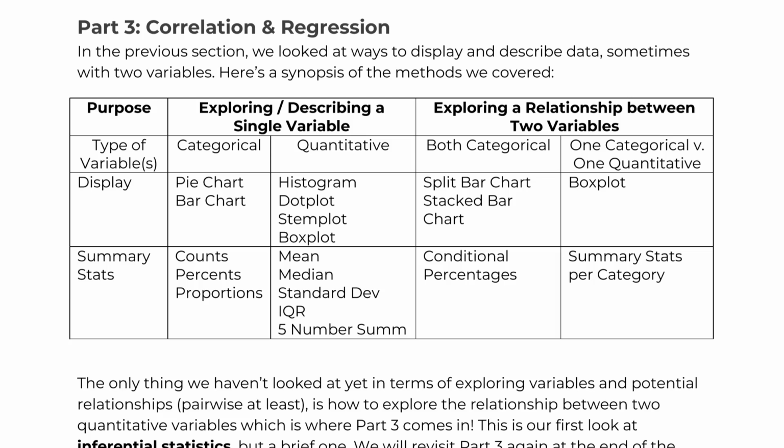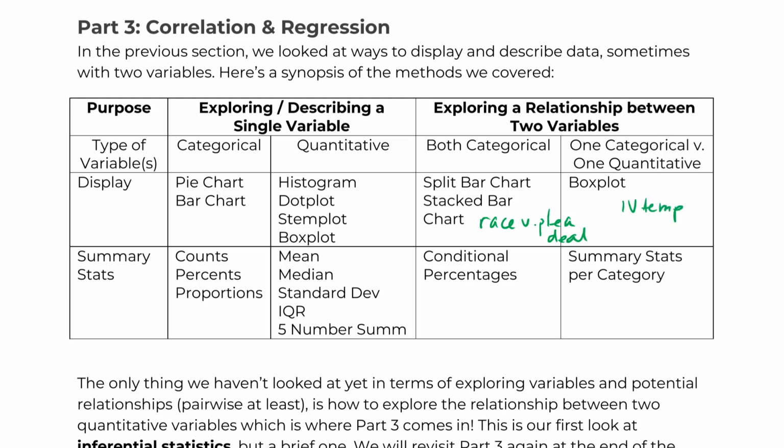So we have ways to look at two categorical variables. This is a split or a stacked bar chart. We have ways to look at a categorical versus quantitative. By the way, we had examples of this in the preview. For this one, this was the race versus plea deal. That was a split bar chart, right? And then for our box plot, that was the IV temperature.